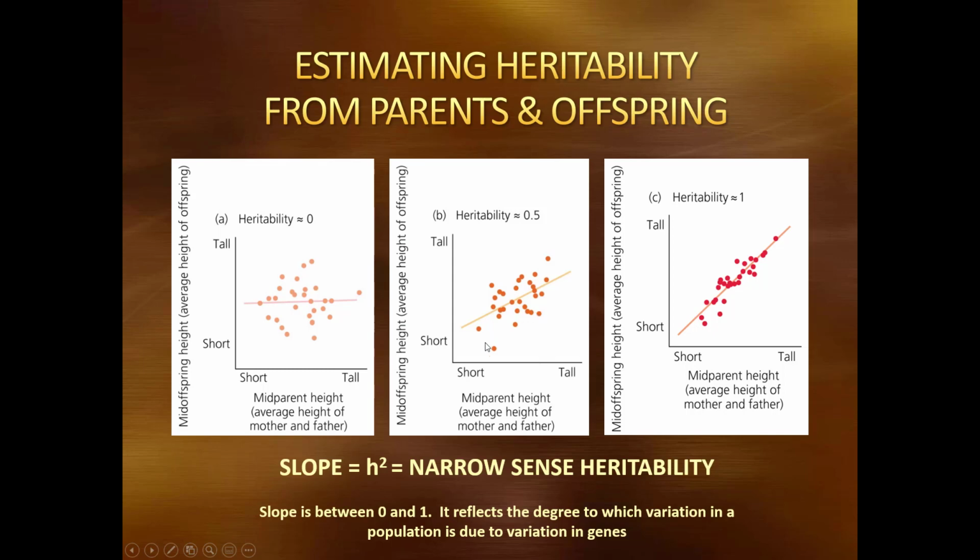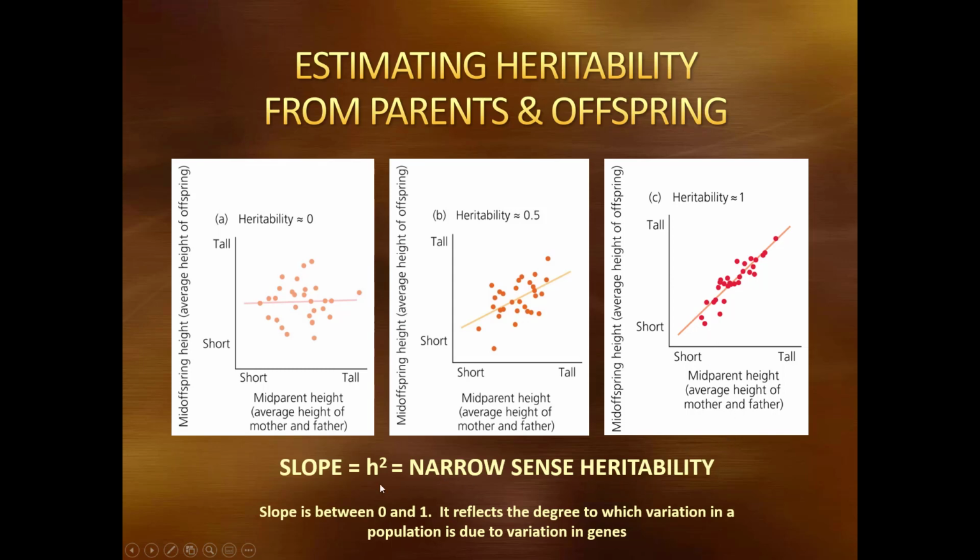Here what you're seeing is a slope of about 0.5. So we could think of this in terms of about 50% of the differences that we see in height between offspring being due to differences that we see in mom and dad. And over here, where we have a slope of 1, virtually all of the phenotypic variation that we see in offspring can be attributed to genetic variation that we see in mom and dad.